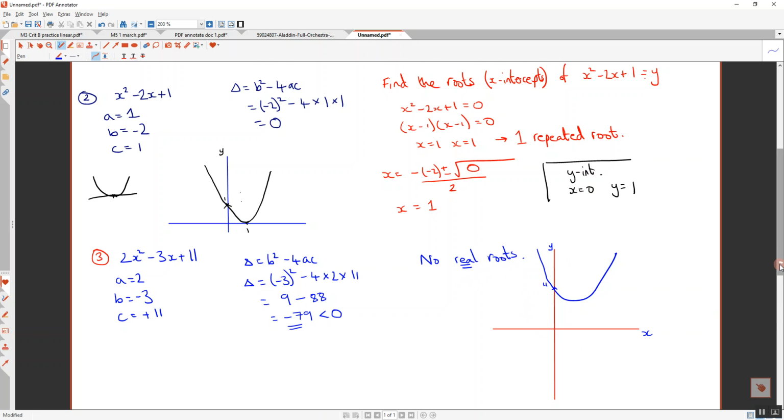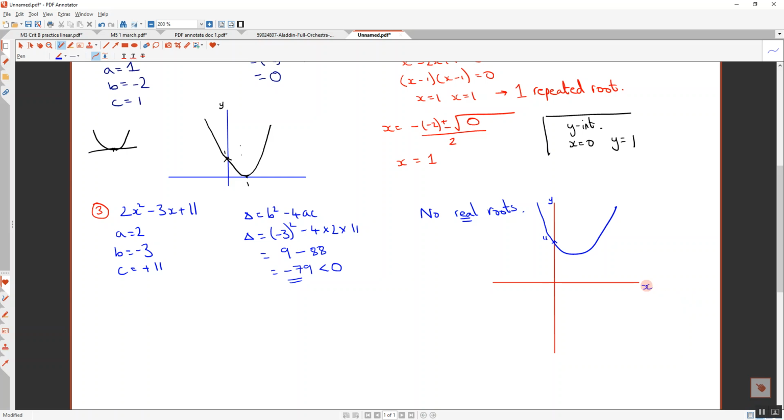Remember, real numbers are just any kind of number that we're used to dealing with. What would the root be then? Well, it's got no real roots, but you said we could find complex or imaginary roots. This is going into diploma maths, so we will just briefly talk about it. It's got no real roots, but it does have complex roots.